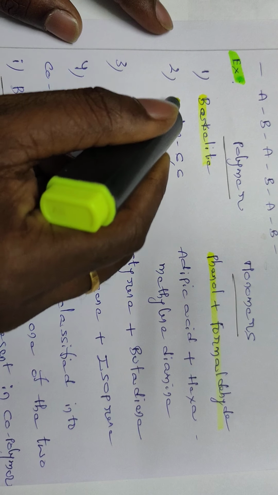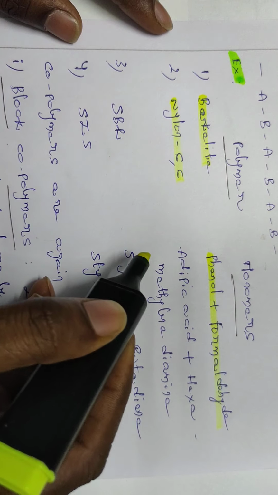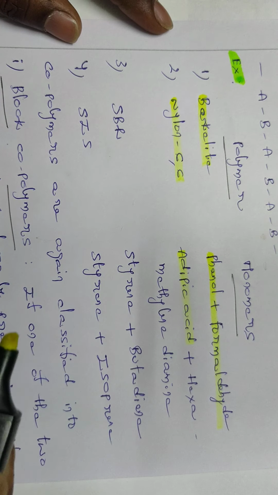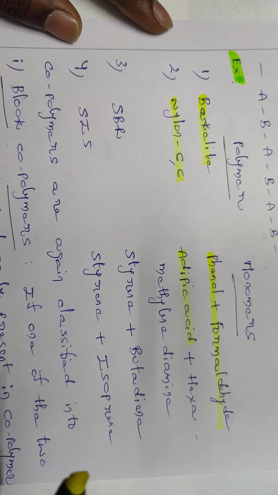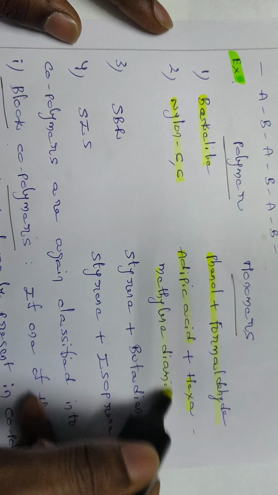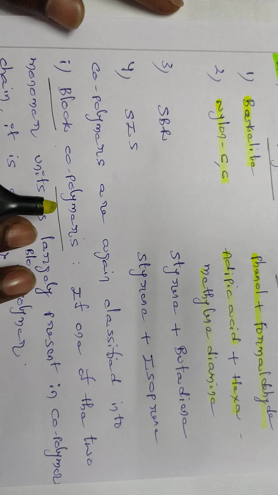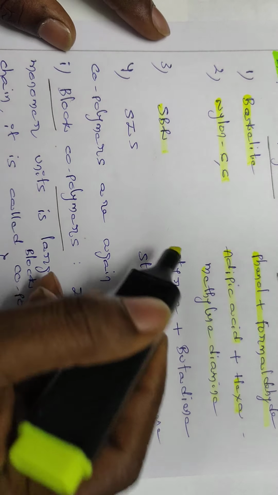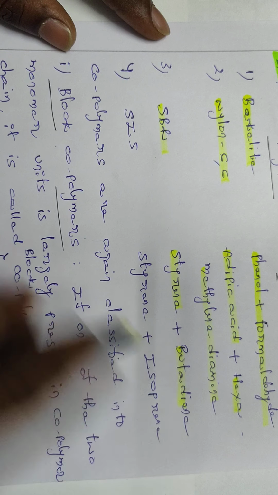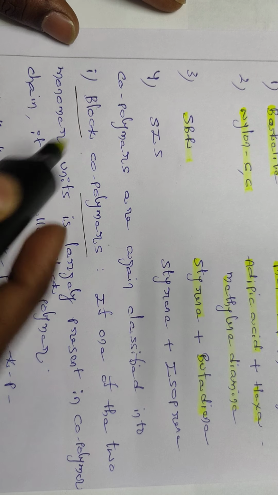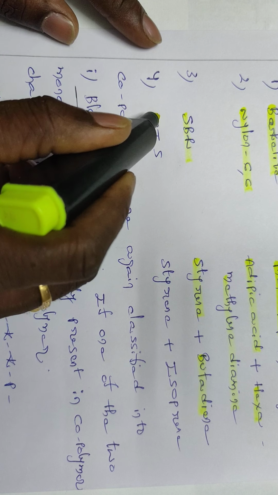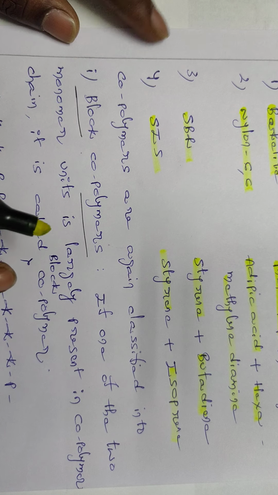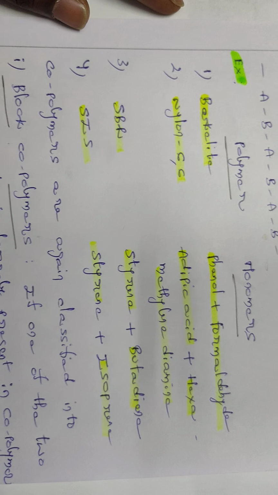And then nylon 6,6. It is a combination of adipic acid and hexamethylene diamine. Adipic acid means tetramethylene dicarboxylic acid, and hexamethylene diamine. And then SBR, styrene butadiene rubber. It is a combination of styrene and butadiene. And then styrene isoprene rubber. It is a combination of styrene and isoprene. So these are the examples for copolymers.